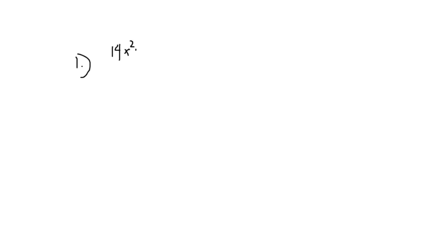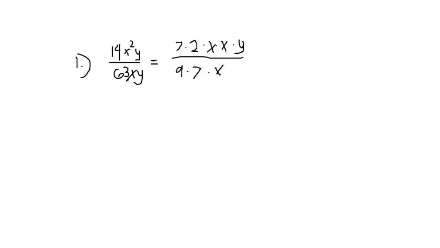So what if you have 14x squared times y divided by 63 times x times y. In order to simplify this, what we're going to do is just break them down. So yung 14, we can just say it is 7 times 2. And then yung x squared, we just can say x times x. And yung 63, we can say it is 9 times 7 and times x times y. So as you can see, we can just cancel both the numerator and denominator, yung same values nila. So the answer is 2y.